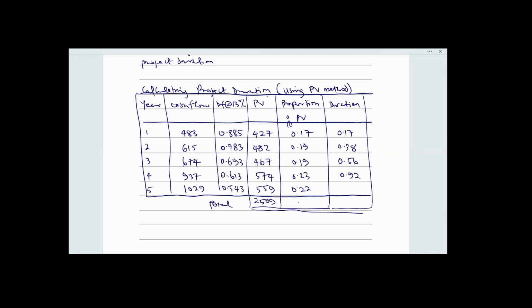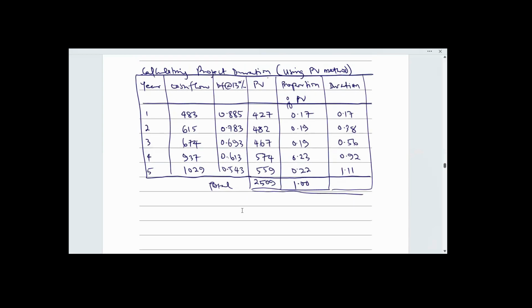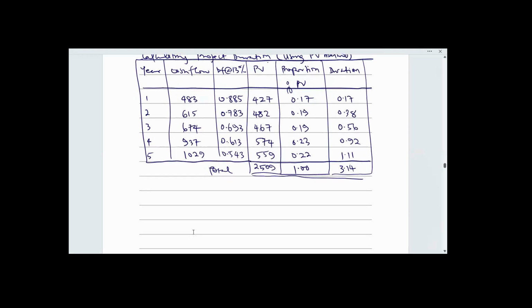1.11. Okay, so let's confirm the total proportion. So at this point, add up the duration together. What do you have? 0.17 plus 0.38 plus 0.56 plus 0.92 plus 1.11. 3.14 is the duration of the project.